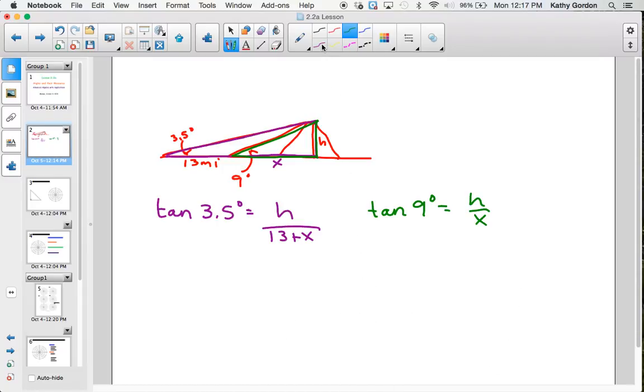So if I can get this to equal h by multiplying both sides by 13 plus x, and then get this to equal h by multiplying both sides by x, then I can replace that in for that h and set up an equation with just the one variable in it.